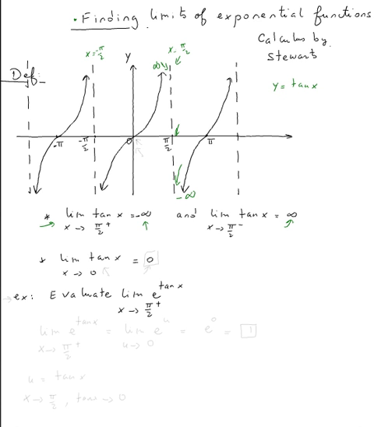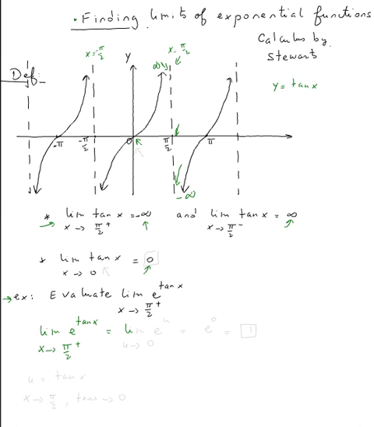Now what about as x approaches 0, the limit of tangent of x is just 0. That's why we have a 0 here. We're going to need all these three limits. So let's evaluate this limit. So limit, let's do this example. Limit of e to the tangent of x as x approaches pi over 2 from the right side.